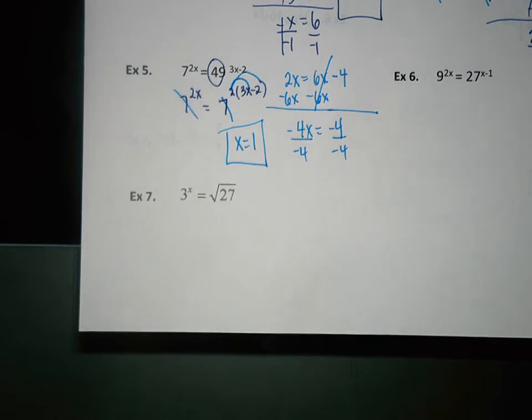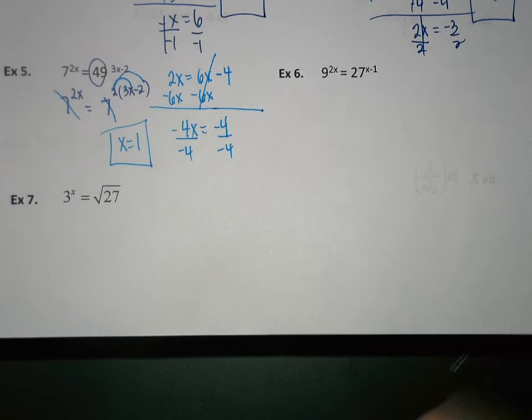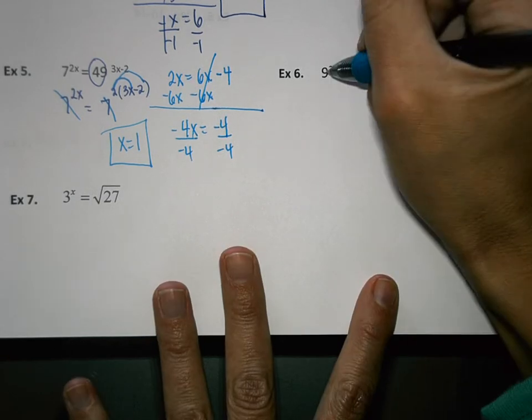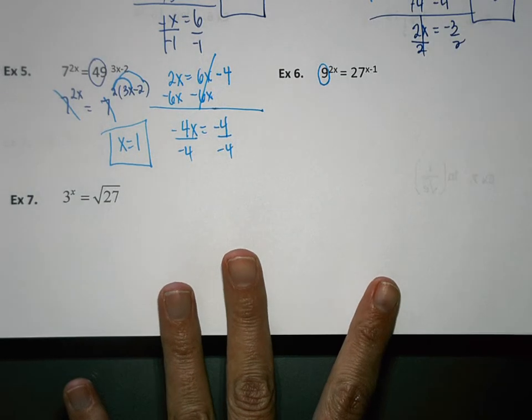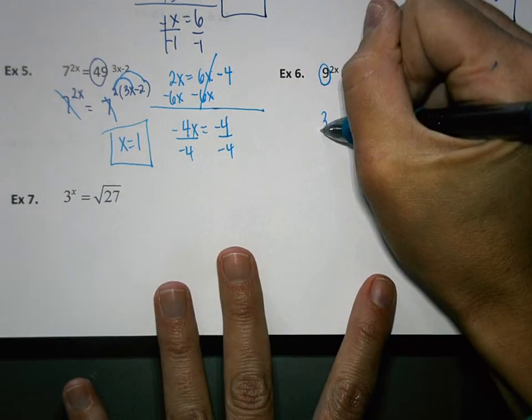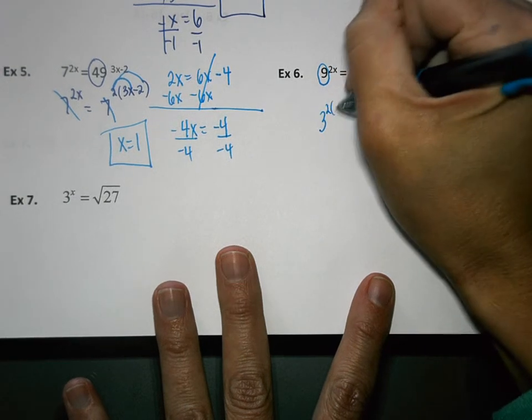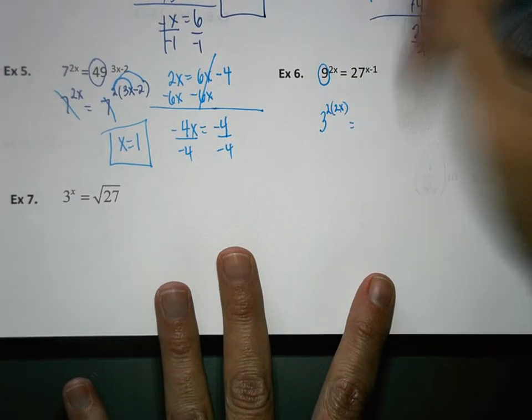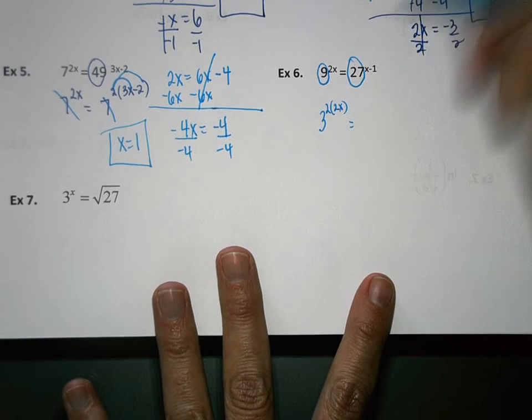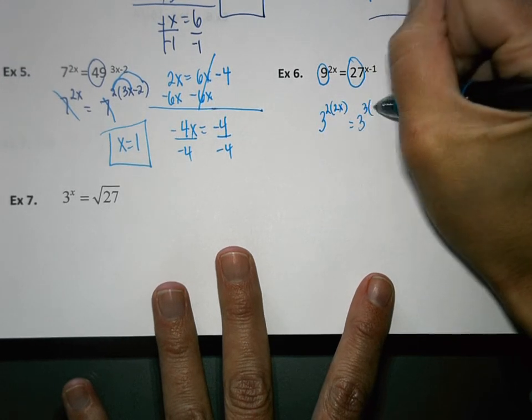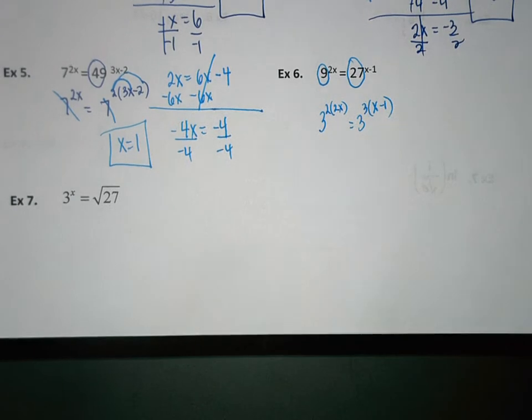Okay, I'm going to pull some sticks here for example 6. My first question is, what will be the base that I use? Cole, what will be the base that I use? 3 is correct. Good. So 9 is going to change to be what? 9 is 3 to what power? 3 squared. To the 2 times 2x equals 27 is going to be what? 3 to the 3rd power. Times x minus 1.